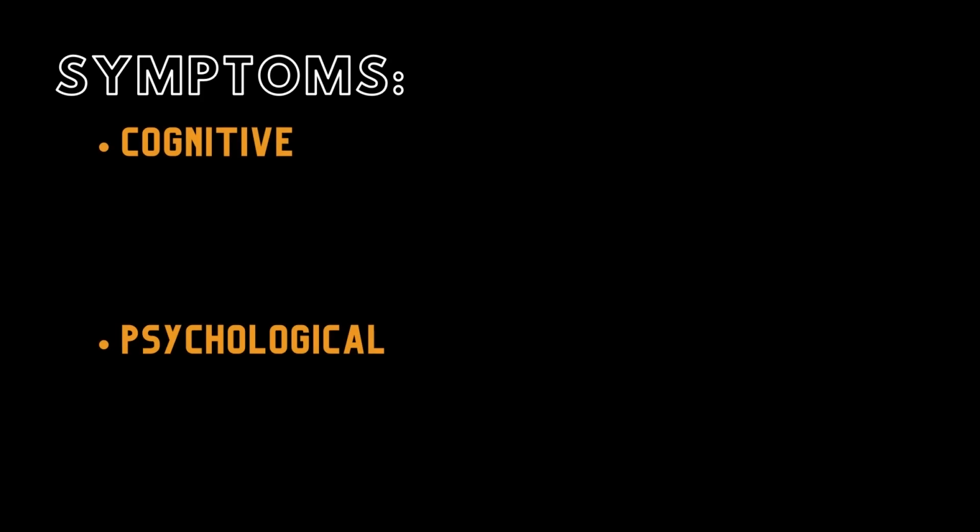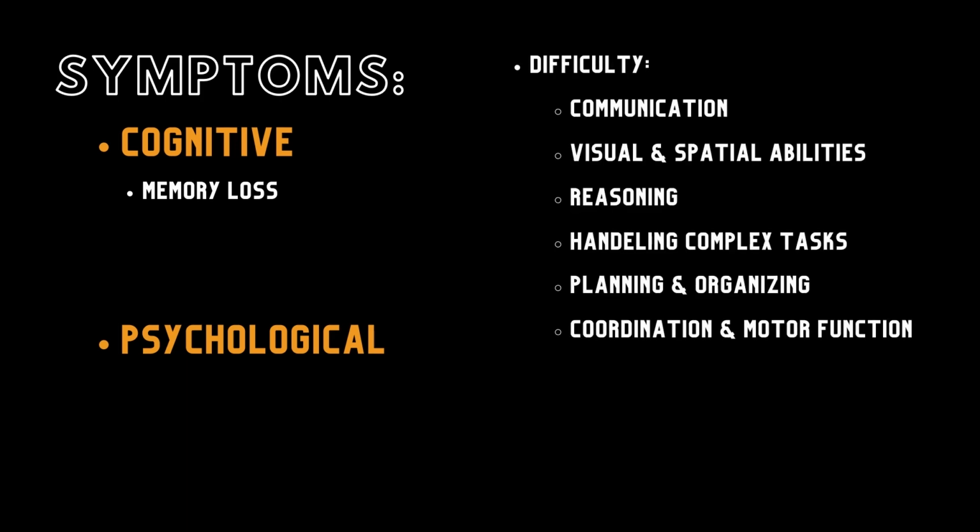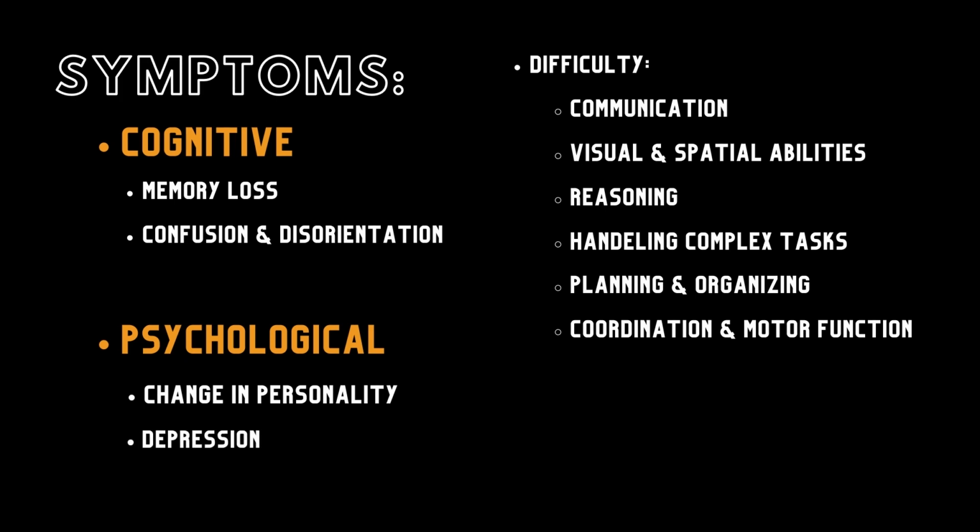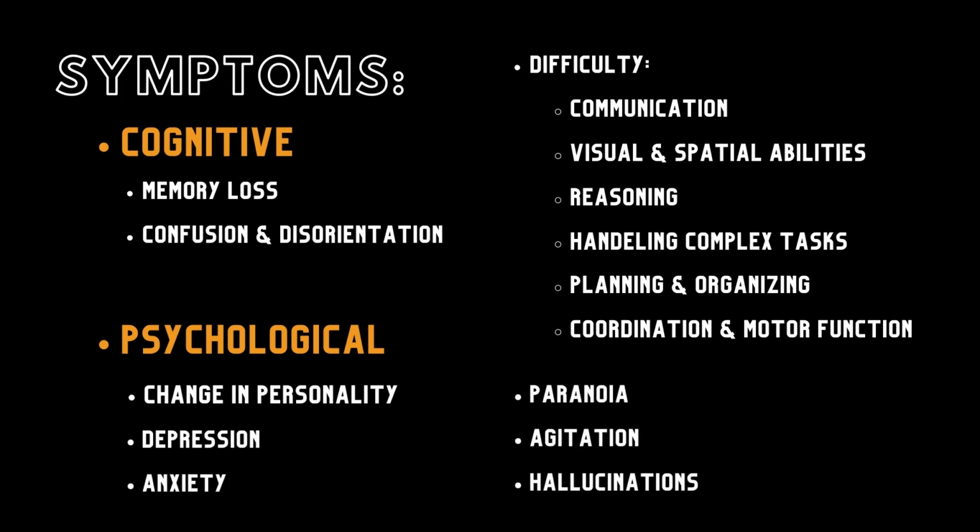Symptoms for dementia are both cognitive and psychological. Cognitive symptoms include memory loss and difficulty in the following things: communication, visual and spatial abilities, reasoning, handling complex tasks, planning and organizing, and coordination and motor function. And finally, another symptom is confusion and disorientation. Psychological symptoms can include a change in personality, depression, anxiety, paranoia, agitation, and hallucinations. Dementia usually severely affects someone's daily life.